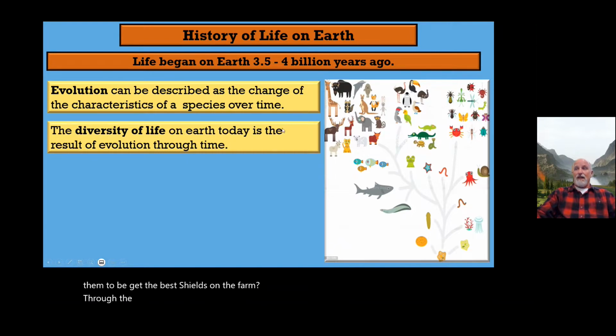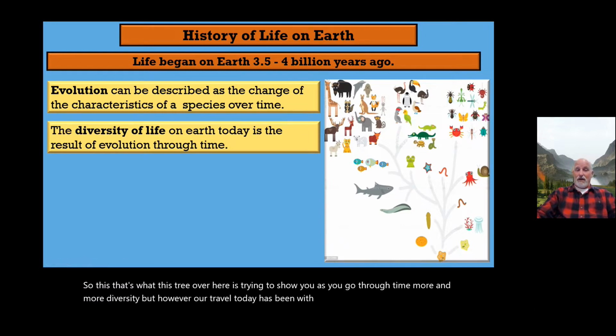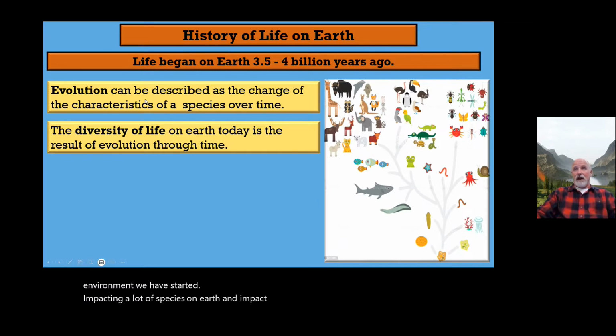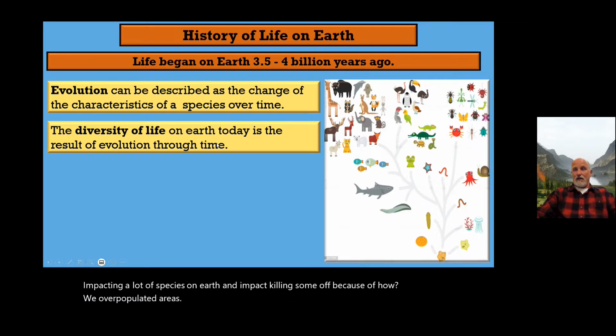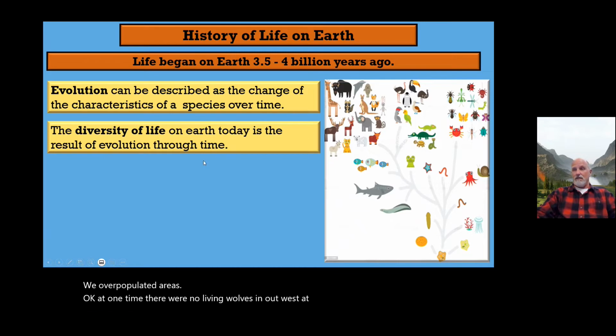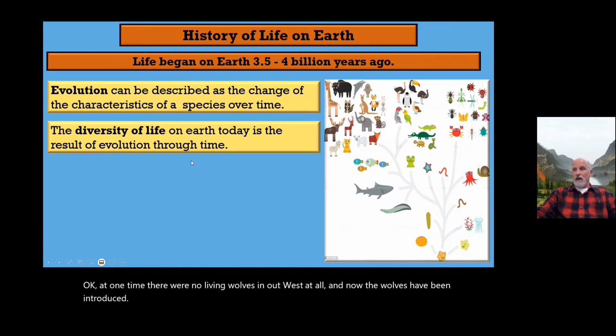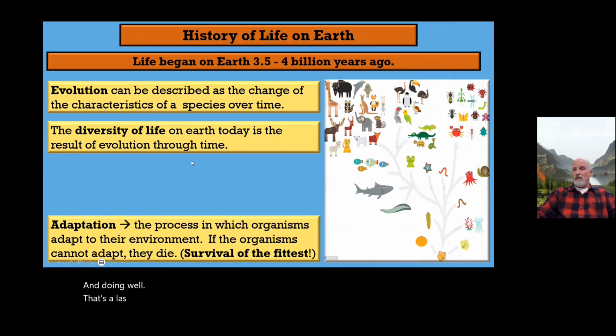The diversity of life on Earth today is the result of evolution through time. So that's what this tree over here is trying to show you. As you go through time, more and more diversity. However, our trouble today has been with the impacts we've had on the environment. We have started impacting a lot of species on Earth and in fact killing some off because of how we overpopulated areas. Like at one time, there were no living wolves out west at all, and now the wolves have been introduced and doing well. We also lost eagles and were able to bring eagles back.